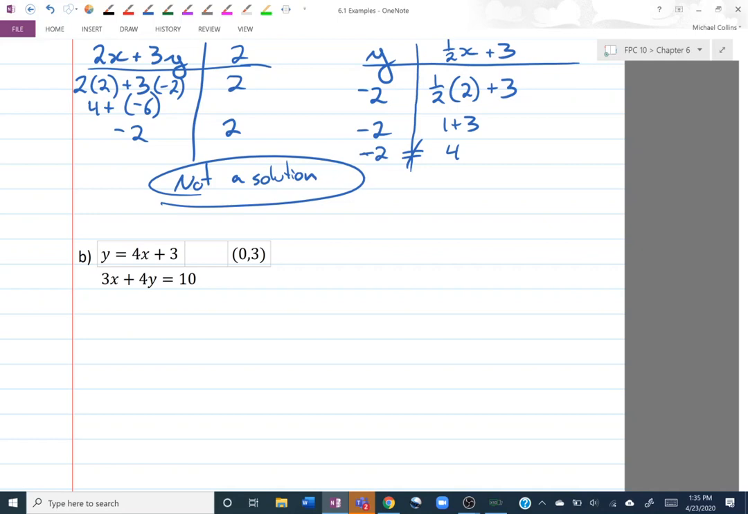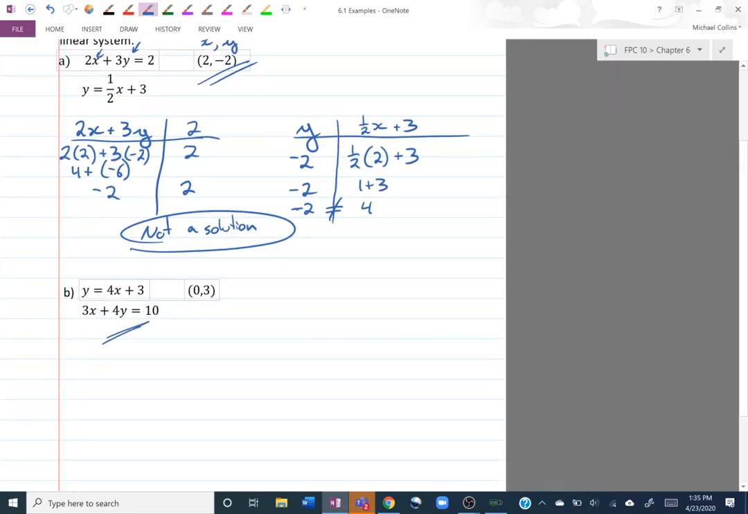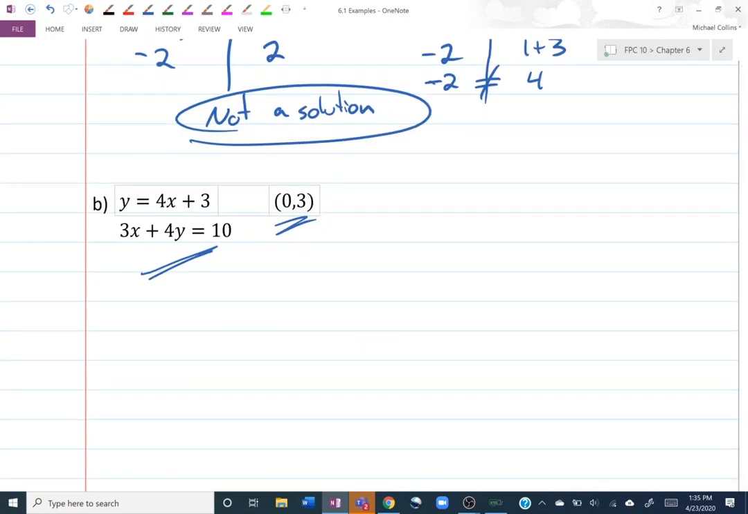So we're going to do the same thing. We have our two equations and our point. I'm going to take this number and substitute it in. I've got my x value and my y value. I'm going to make my little chart again. I've got y on one side and 4x plus 3. And I suspect I've made a mistake and this one isn't going to be a solution either.